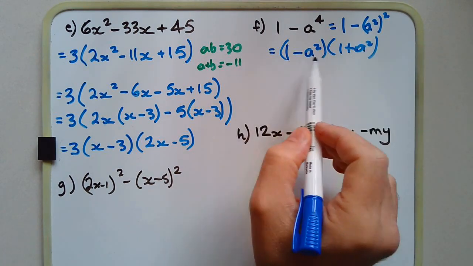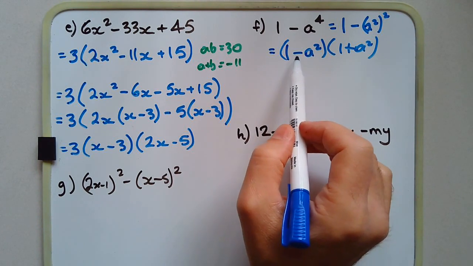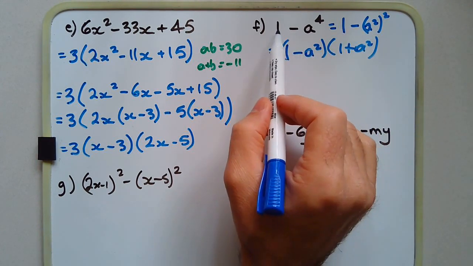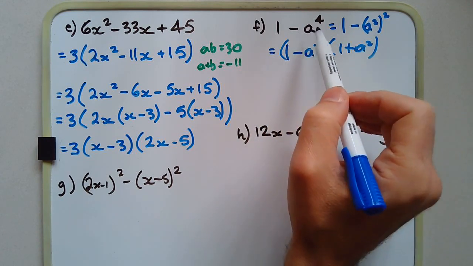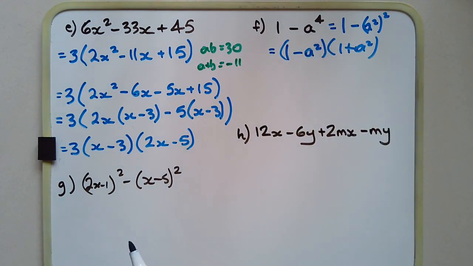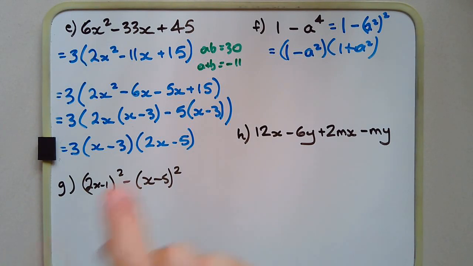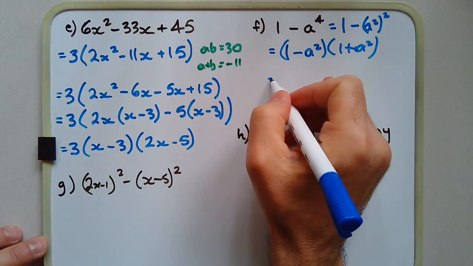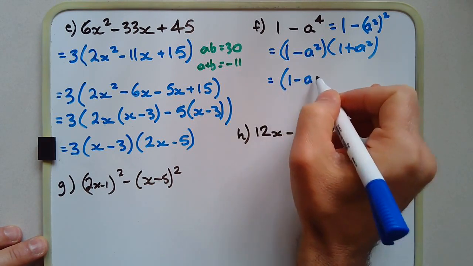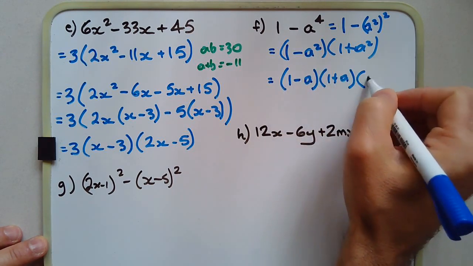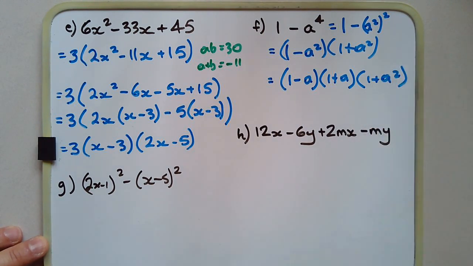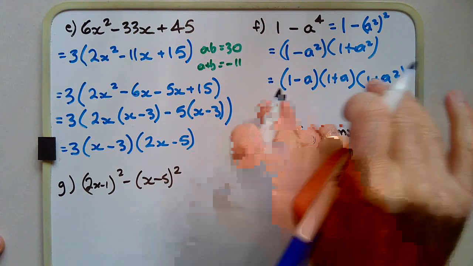So the terms inside the brackets of the binomial are just the square root of the original term. Square root of 1 is 1. Square root of a to the power of 4 is a squared. Is that fully factorized? If you've said yes, think, oh, hang on a moment, look again. Look at the first binomial there. That's in itself a difference of two squares, which needs to be factorized one more step. So that's 1 minus a, 1 plus a, 1 plus a squared. So if you've said no, it's not fully factorized, well done. You've seen this, that's for full marks.